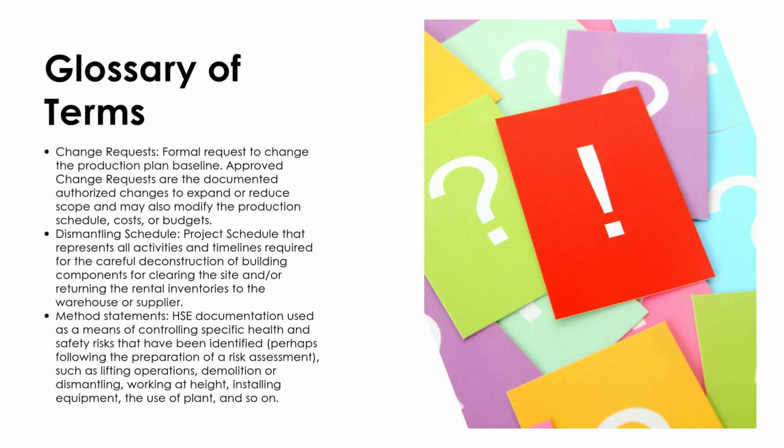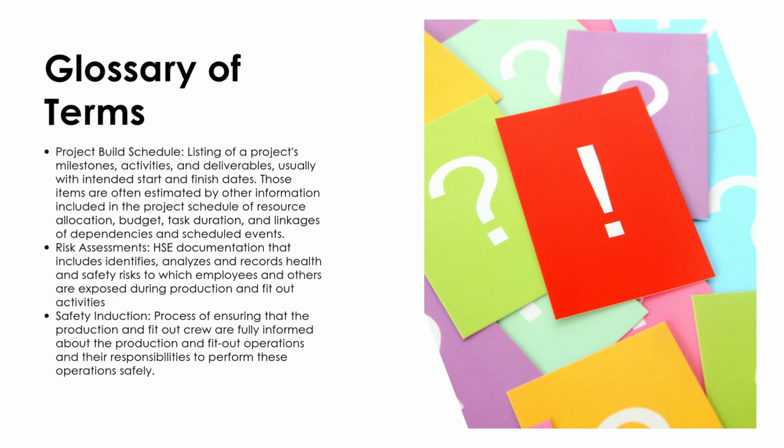Method statements. HSE documentation used as a way to control specific health and safety risks identified, such as lifting operations, demolition, dismantling, working at height, installing equipment, or using plant equipment. Project build schedule. A list of a project's milestones, activities, and deliverables, usually with intended start and finish dates. These items are often estimated using other information in the project schedule, such as resource allocation, budget, task duration, dependency linkages, and scheduled events.